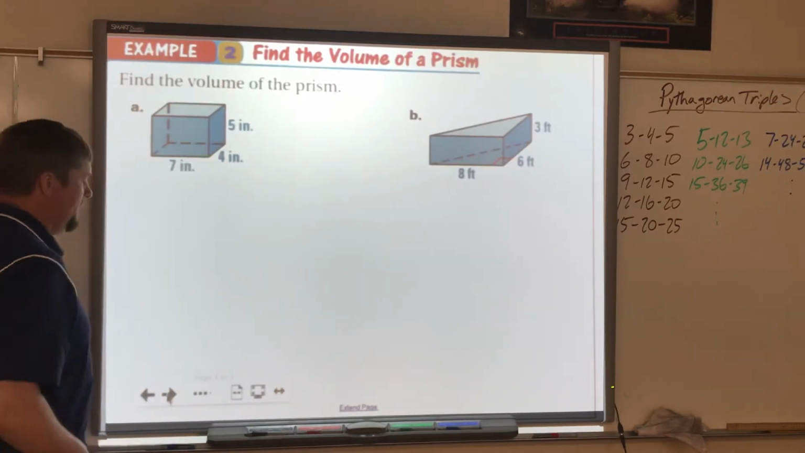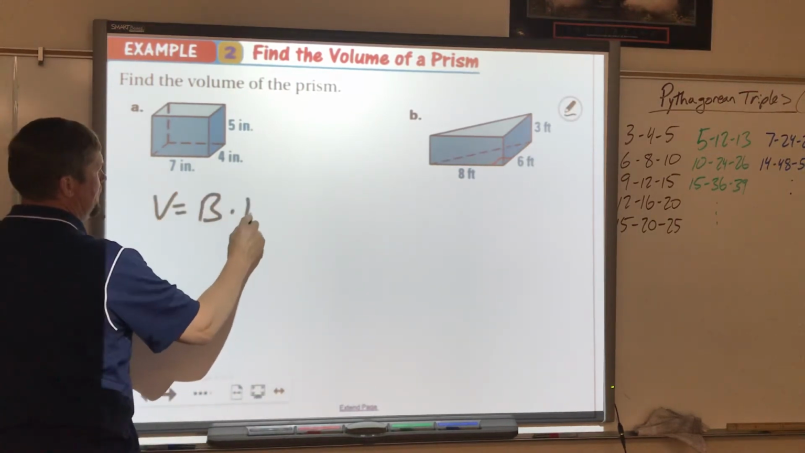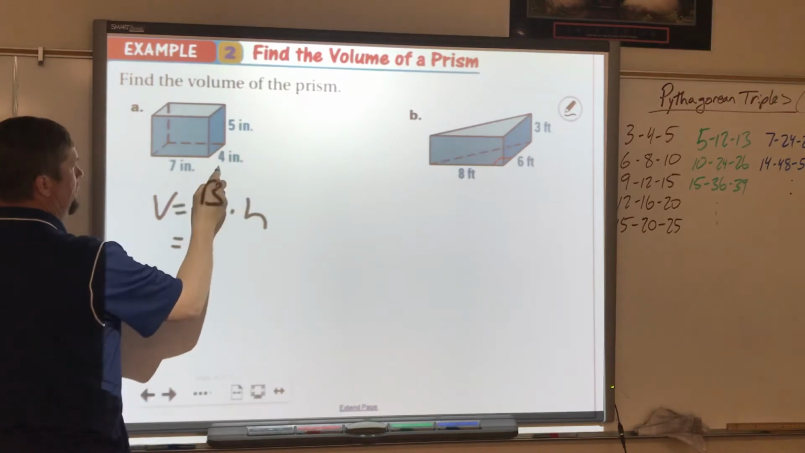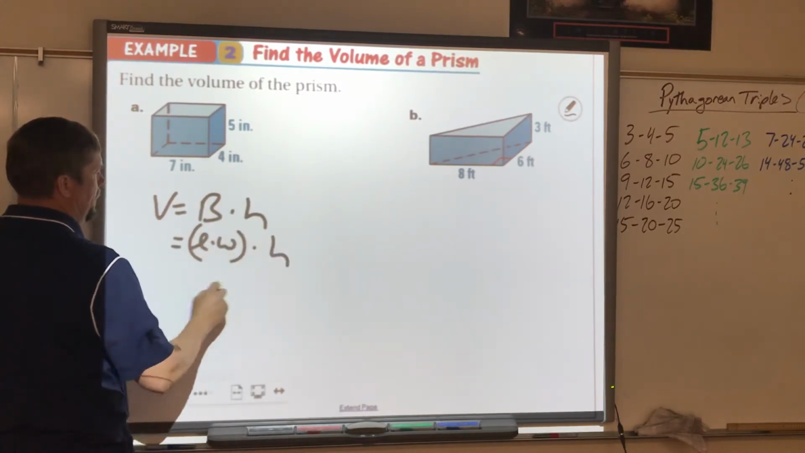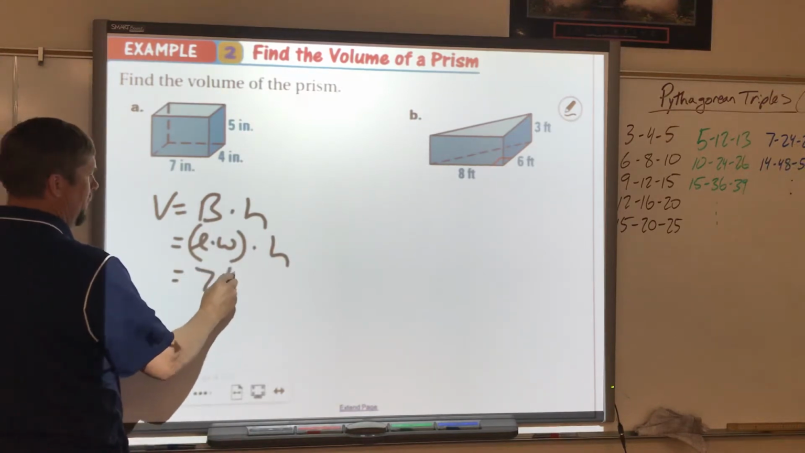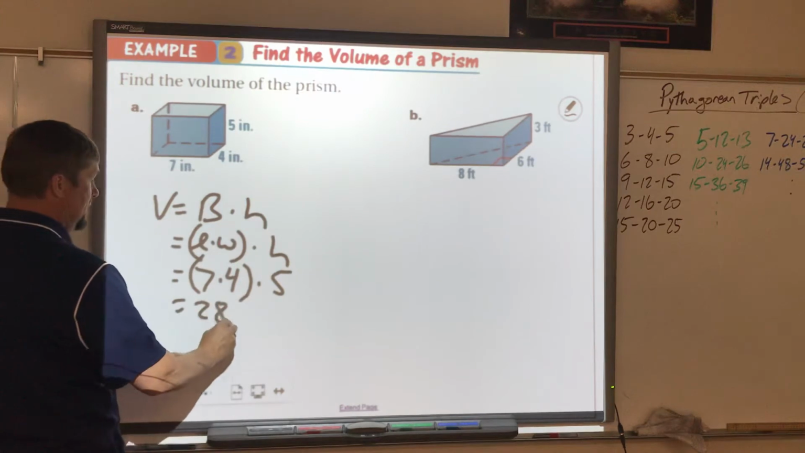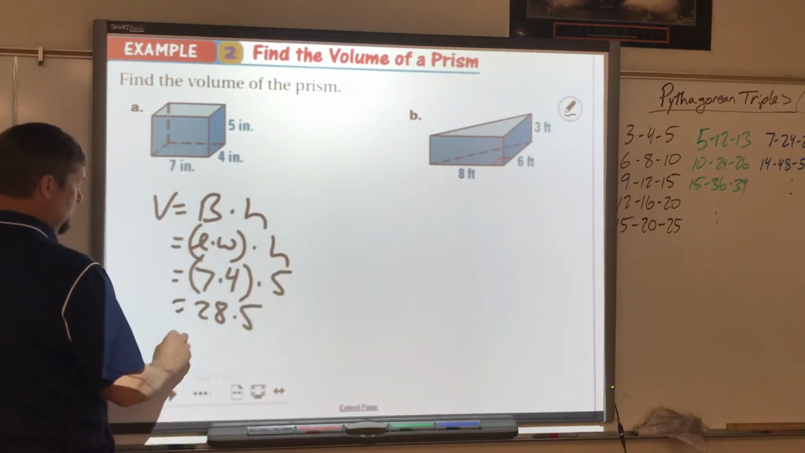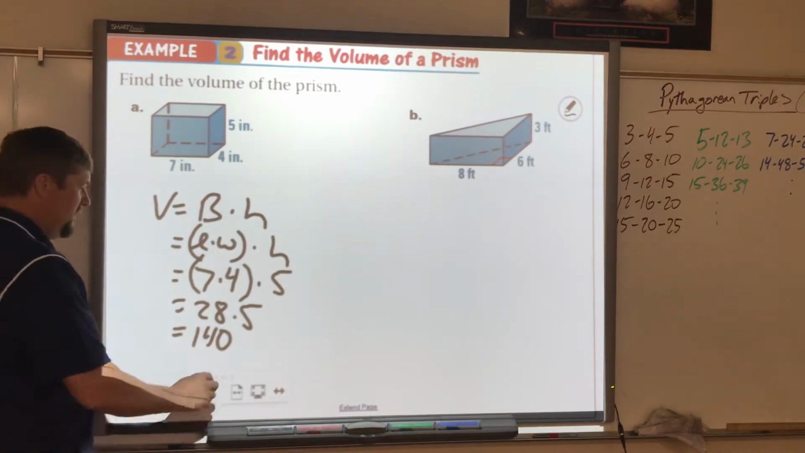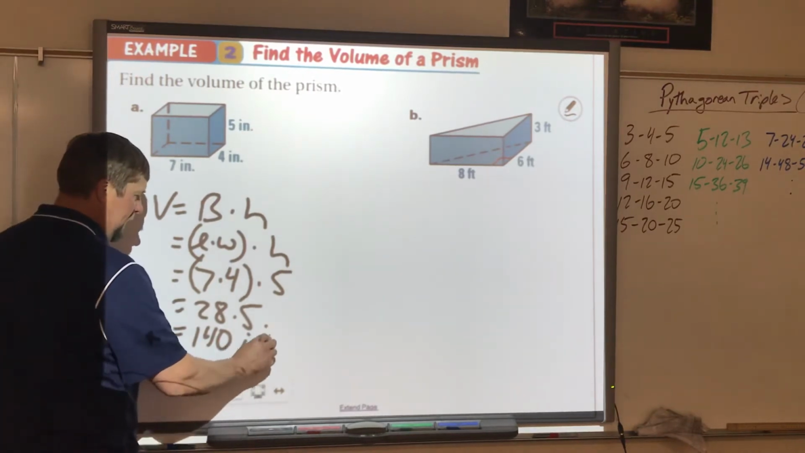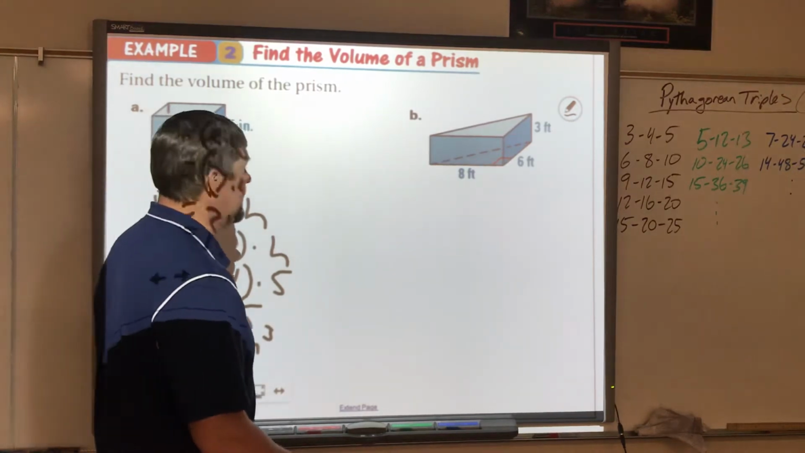So when we find the volume of this, we know volume is the area of the base times the height. The area of the base is length times width. So that's 7 times 4, but then you multiply that times 5. So 28 times 5 is 140. This time it's cubic inches, or inches cubed. Make sure that you label them correctly.